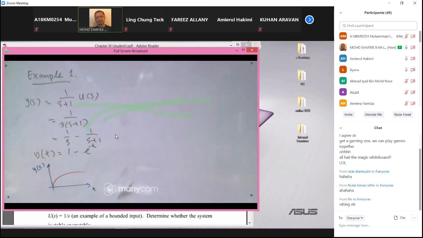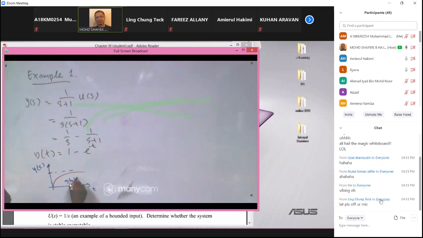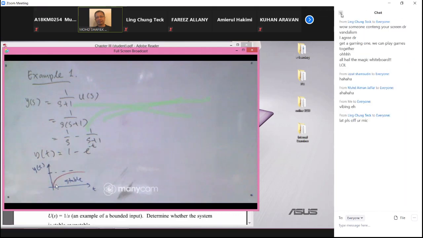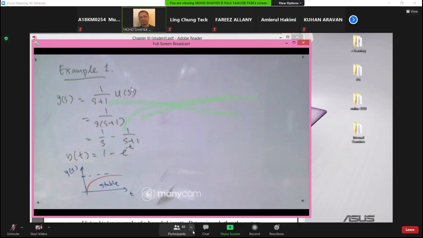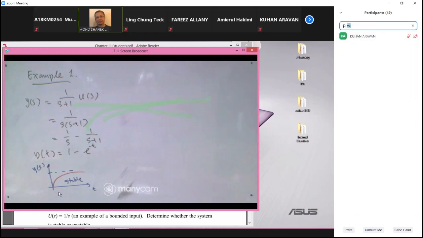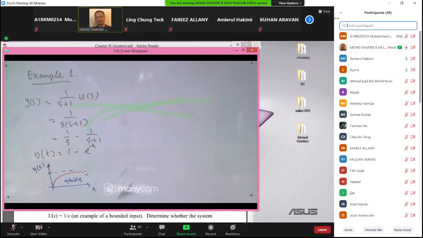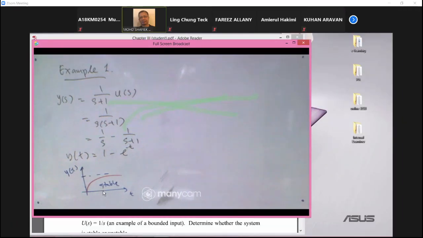So we say that this system is now stable. Stable meaning that the output is bounded. It does not get very large. It doesn't get infinitely large. So this is a stable system. For a unit step input, which is a bounded input, our output is some exponential function that finally approaches the value of 1. So we say that this is a stable system.